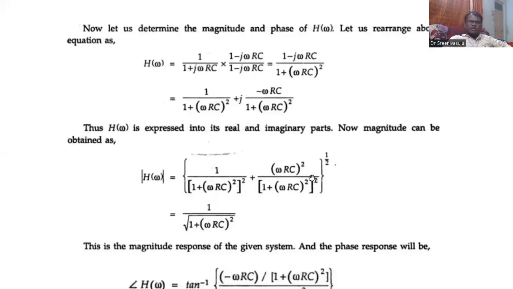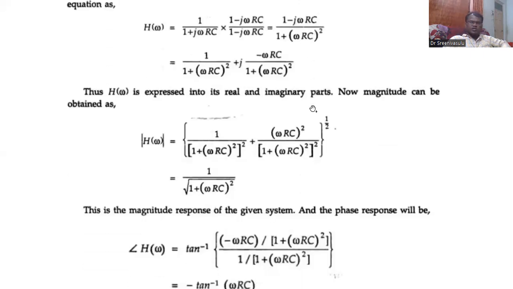Coming to the phase angle also. What is the phase angle of the numerator? There is no imaginary part, so it is 0. What is the phase angle of the denominator term? Tan inverse of imaginary part by real part. Here omega RC is the imaginary part, and the real part is 1. Whenever the phase angle comes from the denominator to the numerator, it is a minus. The numerator phase angle is 0, so finally we get minus tan inverse of omega RC.